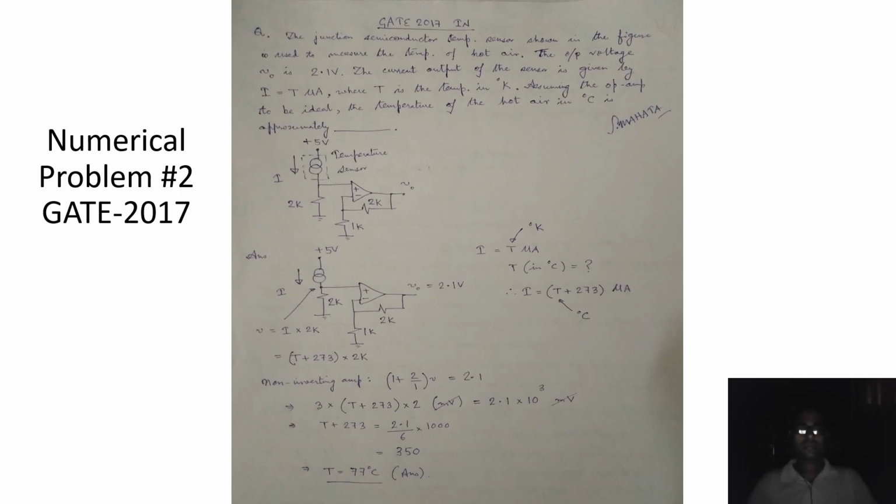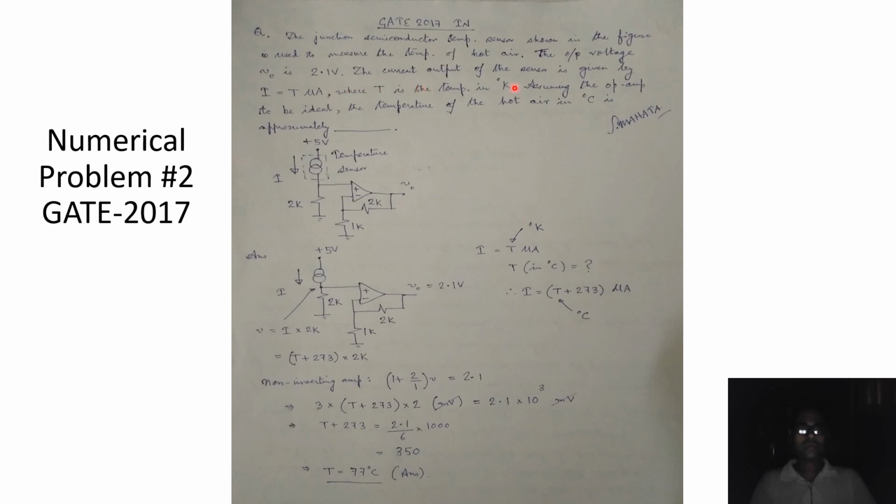This is a numerical problem on RTD and also combines the concept of operational amplifier. The question is stated as: the junction semiconductor temperature sensor shown in the figure is used to measure the temperature of hot air. The output voltage V0 is 2.1 volts.